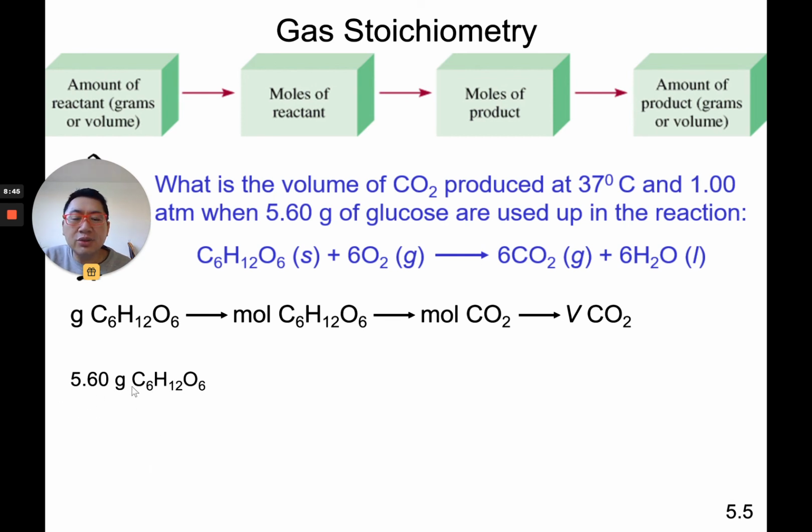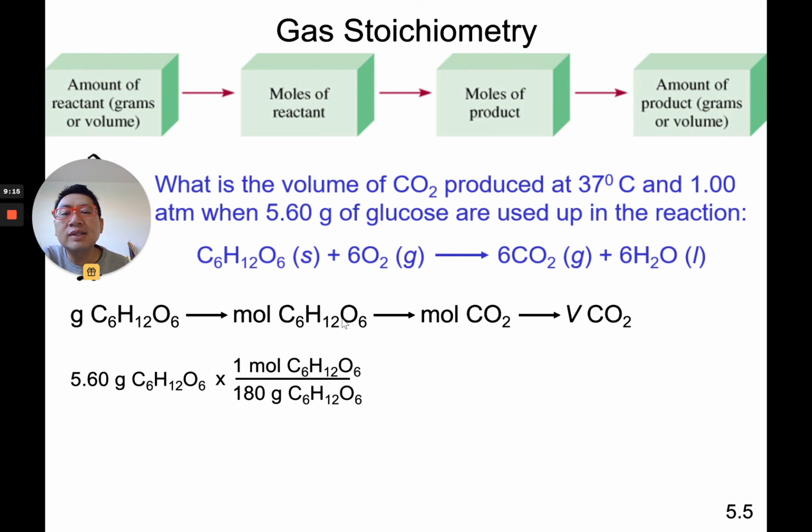First step, change grams to moles. Change grams to moles by dividing by molar mass. How do I find this molar mass, 180.18? I only had 3 sig figs there. How do I know the molar mass is 180.18? Add up 6 times carbon on a periodic table, 12 times hydrogen on a periodic table, 6 times oxygen on a periodic table. Carbon is 12.01, hydrogen 1.01, oxygen 16. Add that all up, it's 180.18.